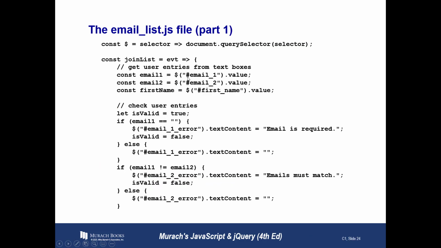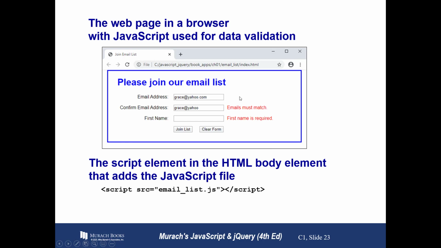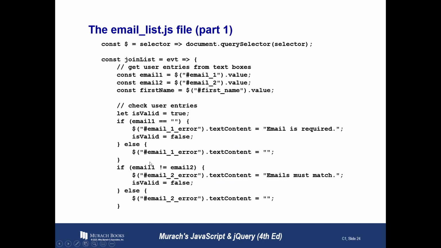That's what it's telling it right here. If the first email was left blank, we say email is required. Otherwise, there's something in there. We're not checking it to make sure it's a valid email. We're just checking to make sure there's something in there. So if there's something in there, setting this thing equal to double quote, we'll say we want there to be no message there. Then we do a similar type of thing with email 2.